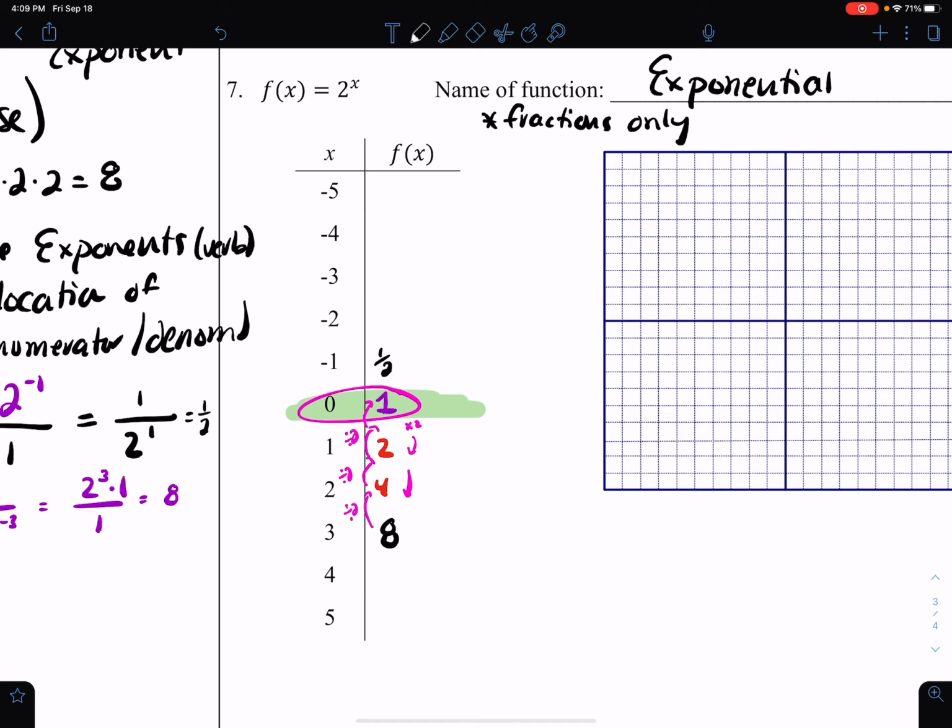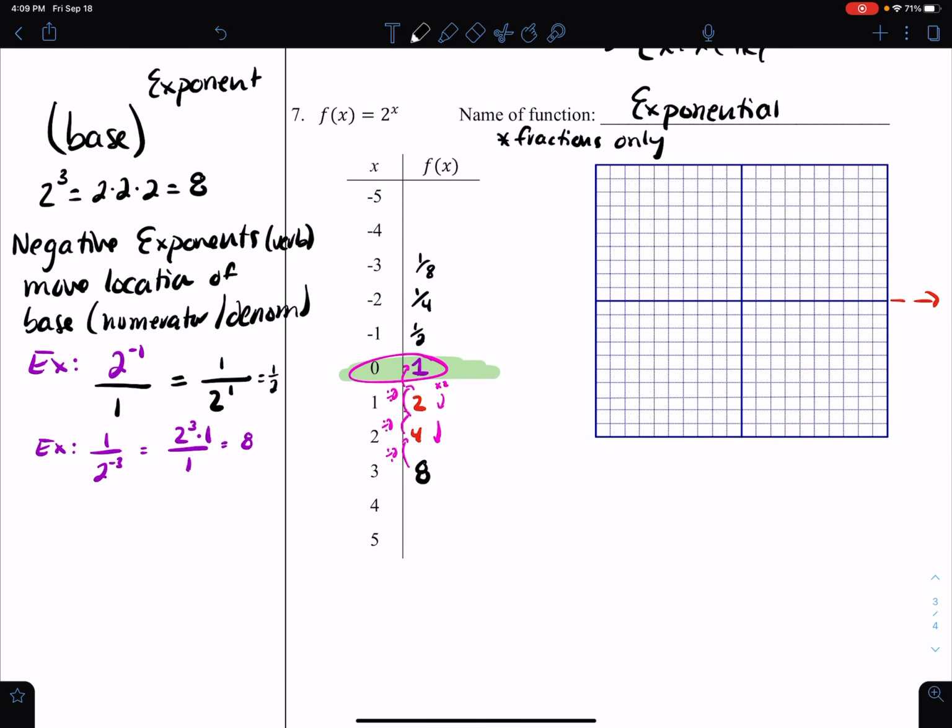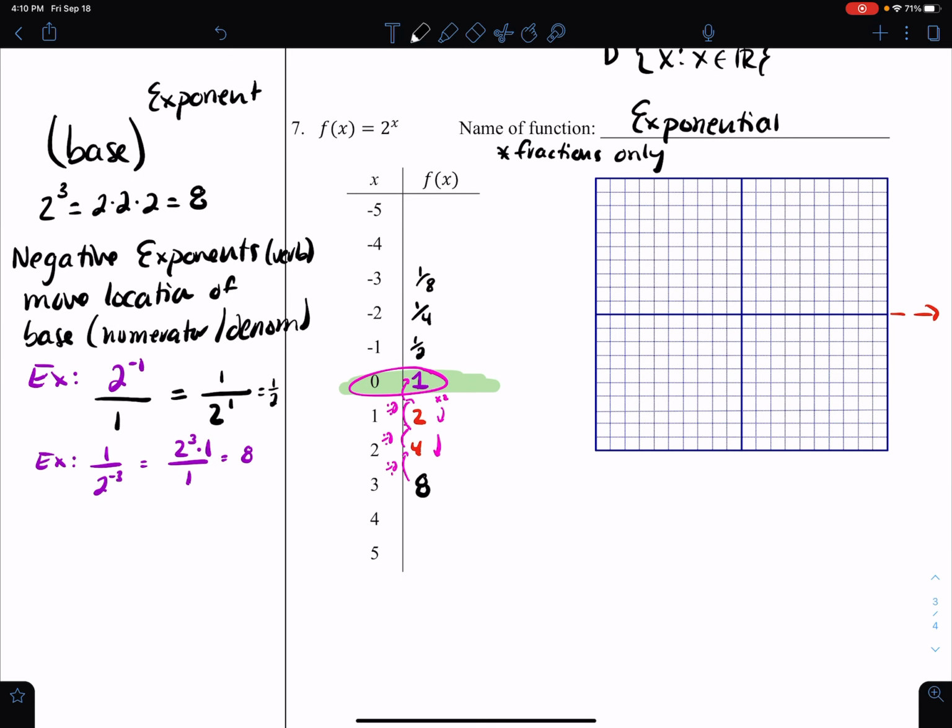Because if we use decimals, they're not representative to us. But then I also like to see the pattern, right? If I kept dividing by 2, so on and so forth. So that was our exponential function, just a quick reminder of some stuff there.